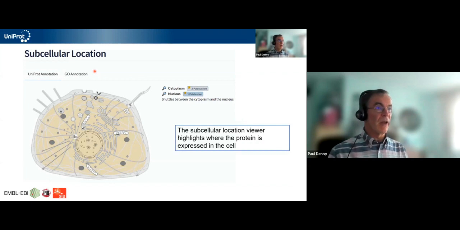This shows you another example of the kind of information that's in UniProt. This rather pretty cartoon of an imaginary mammalian or eukaryotic cell shows you where you might find the protein inside, together with publications that support the localization to the cytoplasm or the nucleus in this case.